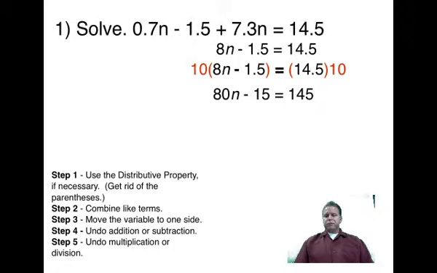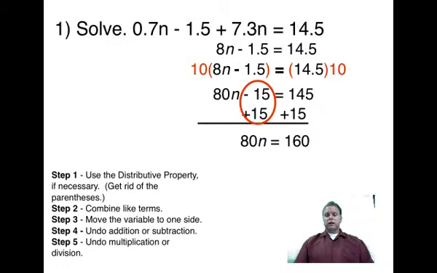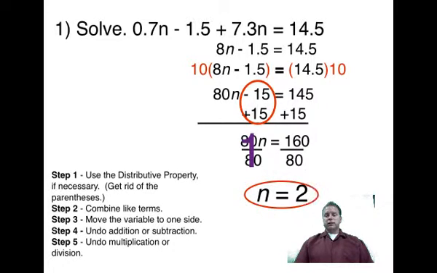We don't have a step 3, so we'll go to step 4. And by this point in time, you should kind of know how to do these. They're subtracting 15, so we'll add 15 to both sides. Those minus 15 and plus 15 cancel out, and we have 80n equals 160. Step 5. They're multiplying by 80, so we'll divide both sides by 80. 80 over 80 is a big fat 1, and 160 divided by 80 is 2. So we get n is equal to 2. That's our answer.